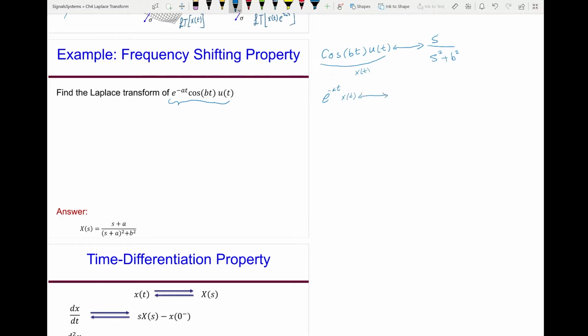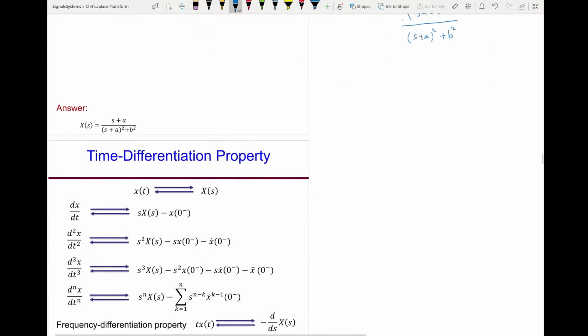So according to the frequency shifting property, this will be x of s minus s0, because s0 is just minus a. So that is just x of s plus a. So this is x of s. Wherever I see s, I replace it by s plus a. So then this will equal s plus a over, here is s, so that would be s plus a squared plus b squared. And that's the answer.